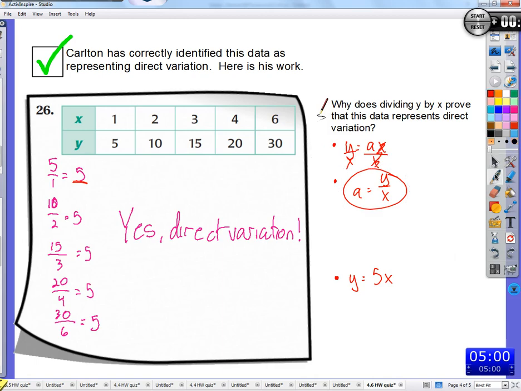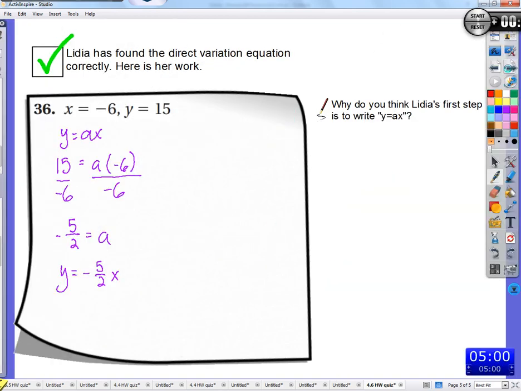Or if you were to just say, hey, y equals 5x, that works. You just kind of take a guess at what you think the equation is. Richard, how did you decide that y equals 5x works? Did you guess and check? So you looked at x, and you said, I know that if it's direct variation, I got to multiply this by something to get that thing. So maybe it was more like, hey, look, I just multiply that by 5. Does that work again? Yeah, multiply by 5. I multiply this by 5. Multiply this by 5. Works every time. Direct variation. That's the same thing that Carlton did.